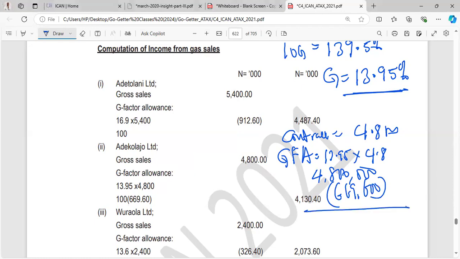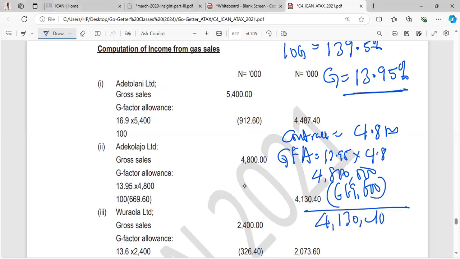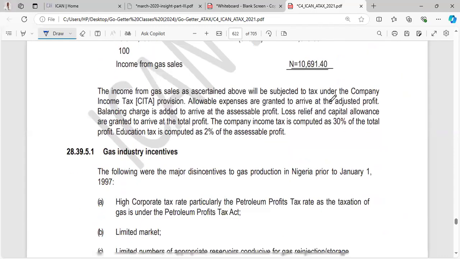So that means the final price you are selling at is 4,800,000 minus 669,600. So you are going to sell at 4,130,400. That's what we got here. That's how the value of natural gas is calculated. Sometimes you calculate it by workings and bring it into your answer.